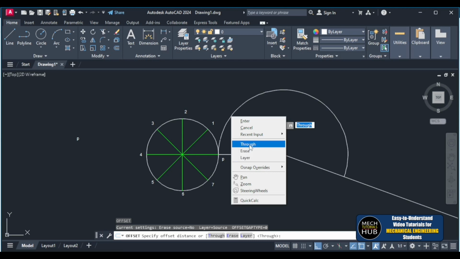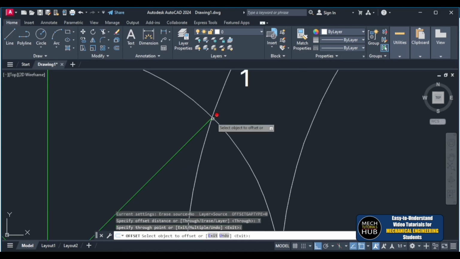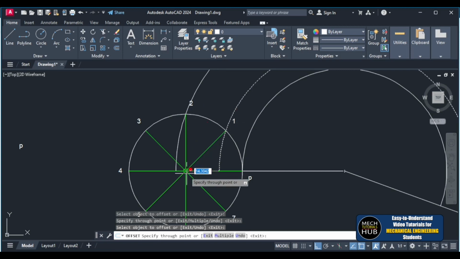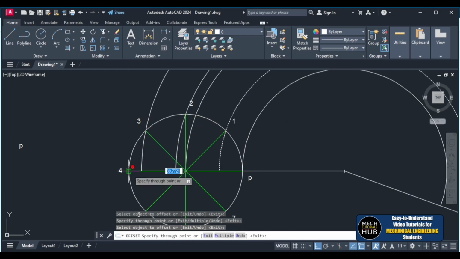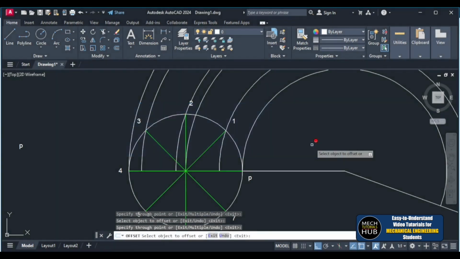I want to take the curve through this particular point 1, zoom and check it out, intersection, then select through this point, then again select. I'm still in the command called offset. Select, again select this one. All right, now wait a minute.